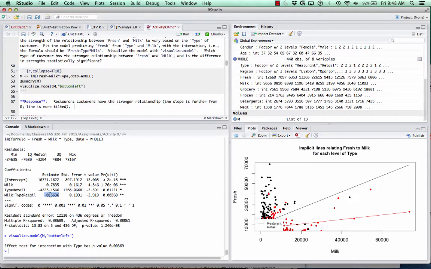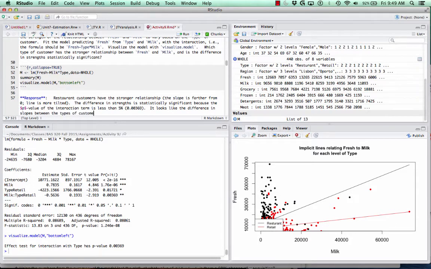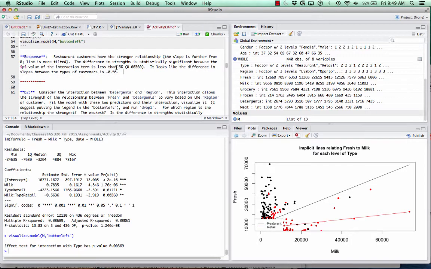Is that difference in slopes, is the difference in strength statistically significant? Well, that all hinges on whether this p-value is less than 5%. And we do see that it's less than 5%, so yes, the difference in strengths does look to be statistically significant. So the difference in strengths is statistically significant because the p-value of the interaction term is less than 5%. It's 0.00369. So it looks like the difference in slopes between the types of customers is minus 0.56, with the retail customers having the slope that's closer to 0, because we see that the restaurant customers have a steeper slope here. All right, so that interaction looks important.